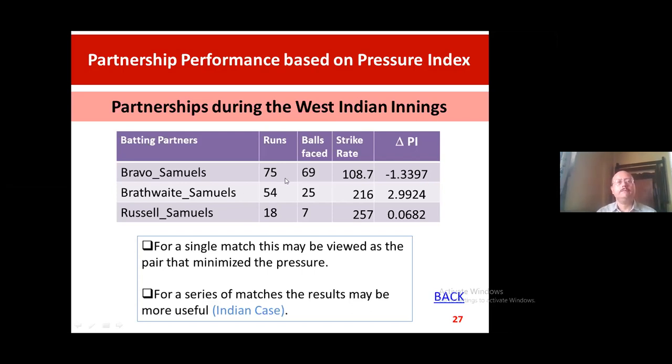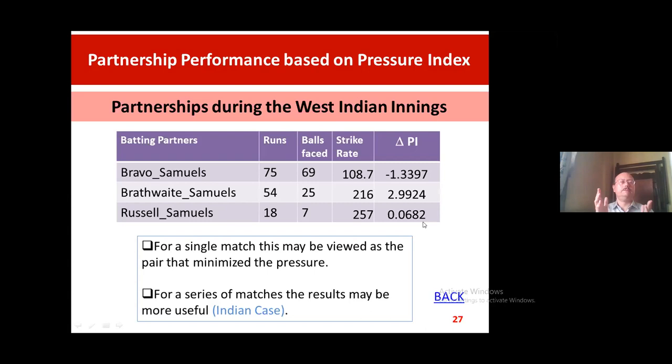Bravo-Samuels, strike rate 108.7. Pressure contribution is minus 1.33. The other partnership, Brathwaite-Samuels, 54 from 25. Pressure contribution is high, positive 2.99. And the third one, between Russell and Samuels, 18 from 7. Even though the strike rate is higher, their contribution is much less, 0.0682 in terms of pressure.